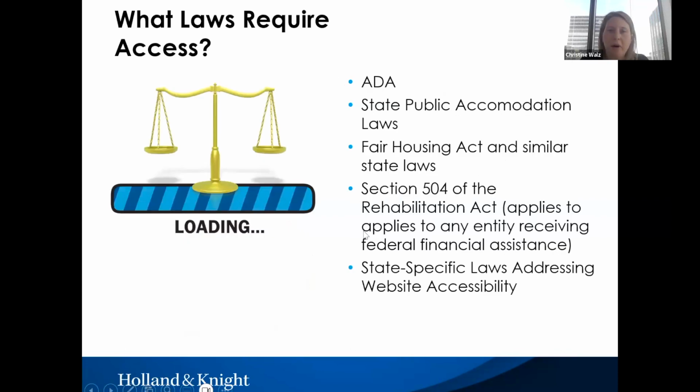And so when we talk about website accessibility, there are a number of laws that impact what is required, especially in the housing context. And that is changing because we are now seeing a number of state-specific laws coming in and overlaying on the current framework. So the laws that have requirements for website accessibility include the Americans with Disabilities Act, state public accommodation laws, the Fair Housing Act and similar state laws, and Section 504 of the Rehabilitation Act, which applies to any entities receiving federal financial assistance. And then again, we are seeing state-specific laws addressing website accessibility.